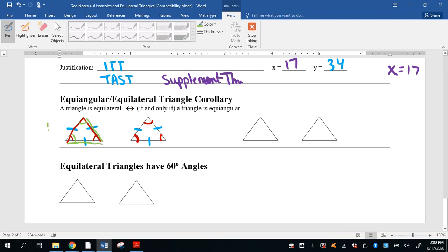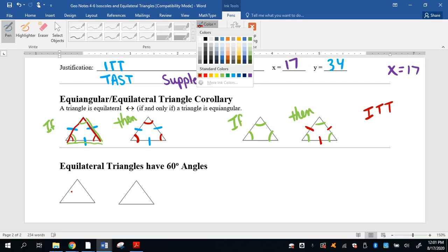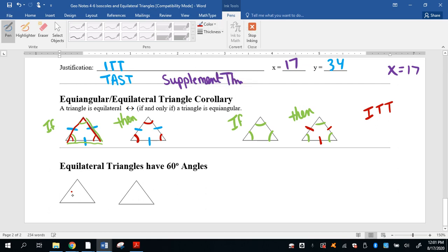So this was our if statement. This is our then statement. If we have an equiangular triangle, then we also have an equilateral triangle. This is just the isosceles triangle theorem, and you just apply it twice. So if you have an equilateral triangle, all sides are the same, then we know it's equiangular, which also means that all angles would be 60 degrees.